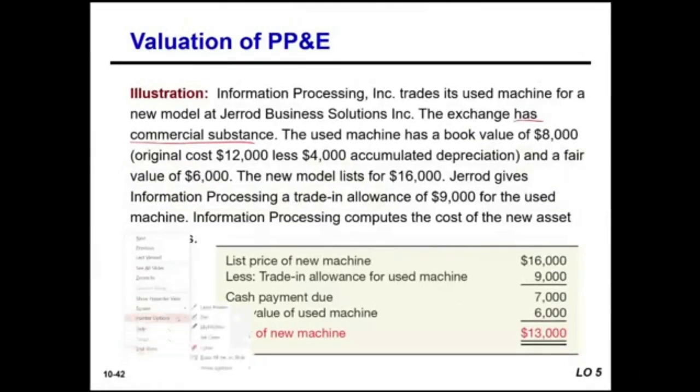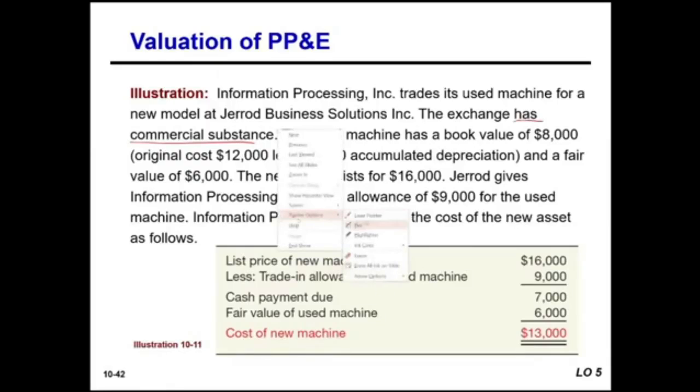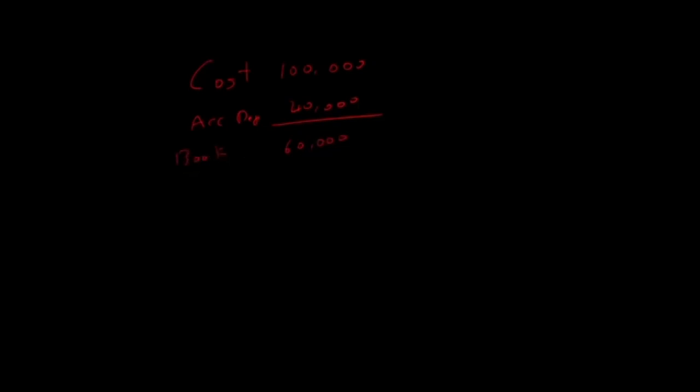Let's assume they said the cost is 100,000 and accumulated depreciation is 40,000. Well, guess what? 100,000 minus 40,000 is the book value, because sometimes they may not give you the book value of the asset. Now they're telling you the fair value of the asset is equal to 80,000.